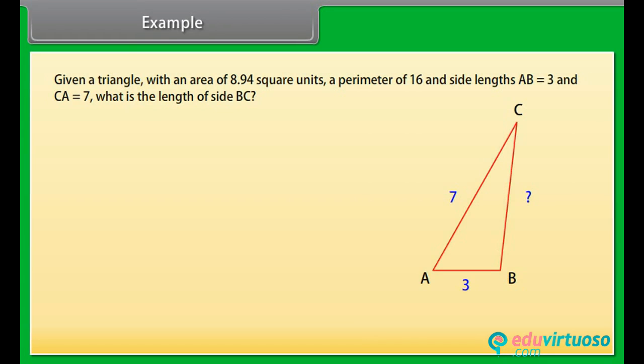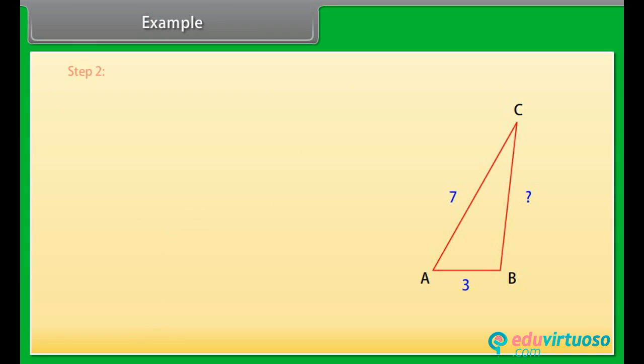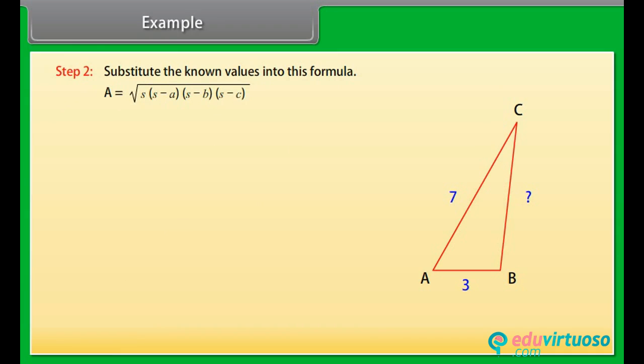Given a triangle with an area of 8.94 square units, a perimeter of 16, and side lengths AB is equal to 3 and CA is equal to 7, what is the length of side BC? Solution. Step 1. Calculate the semi-perimeter S, which is equal to perimeter upon 2. Here the perimeter given is 16. Therefore, S is 16 upon 2, which is 8. Step 2. Substitute the known values into this formula. A is equal to square root of S into (S minus a) into (S minus b) into (S minus c).